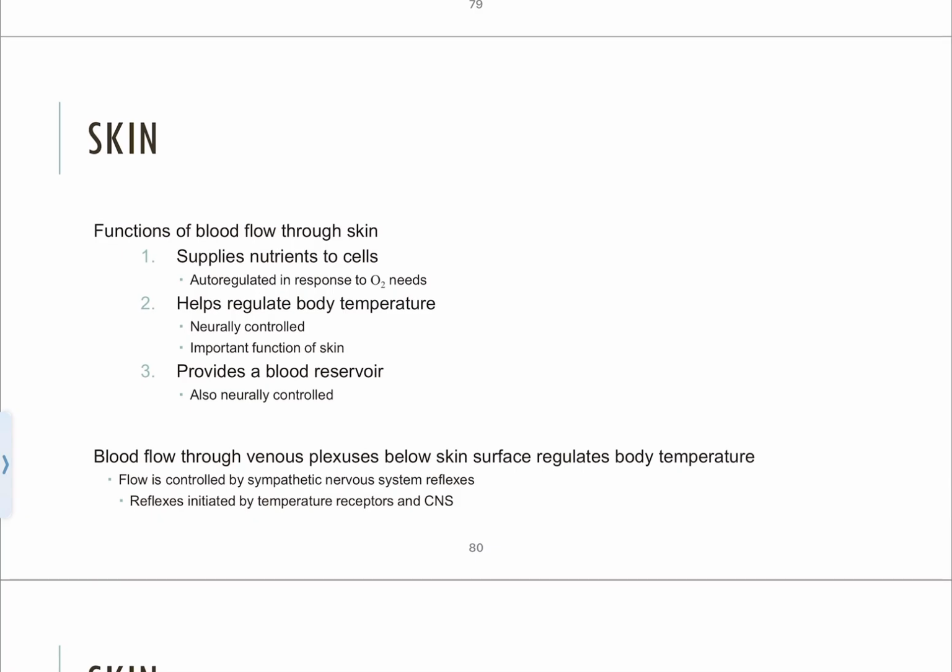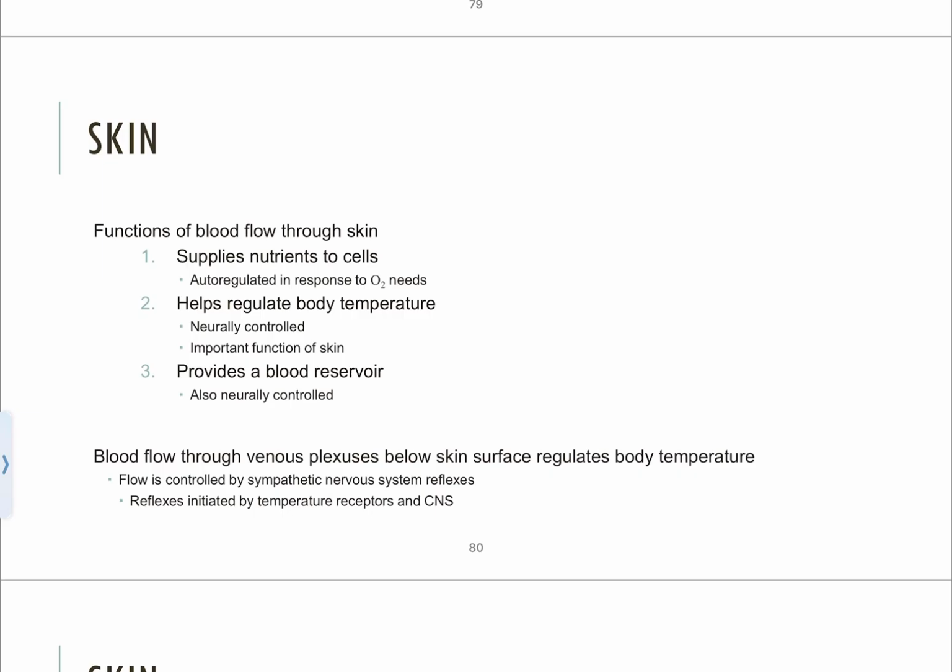Skin. Back in the integumentary chapter, chapter 1, you learned that one of skin's functions is as a blood reservoir. Our skin actually holds about 5% of our entire blood volume. The function of the blood feeding into our skin is threefold. One is helping supply nutrients to cells. It's going to be auto-regulated in response to whatever our skin cell needs are for oxygen.